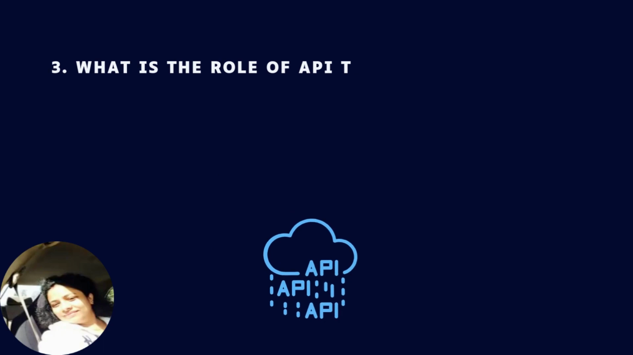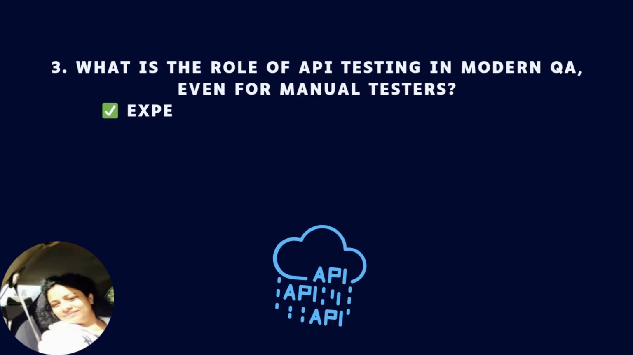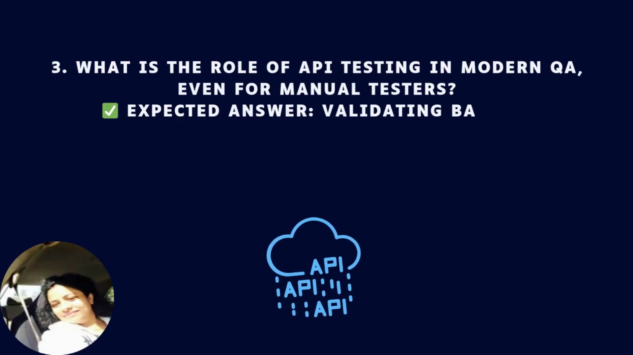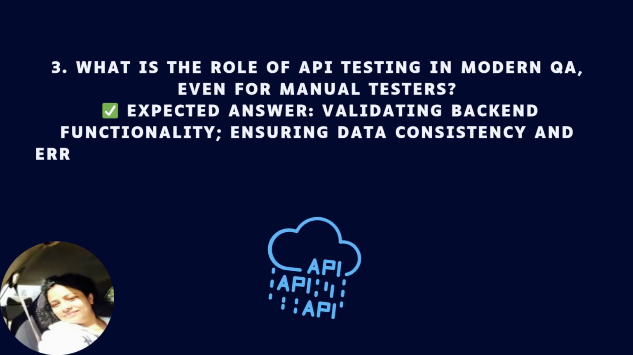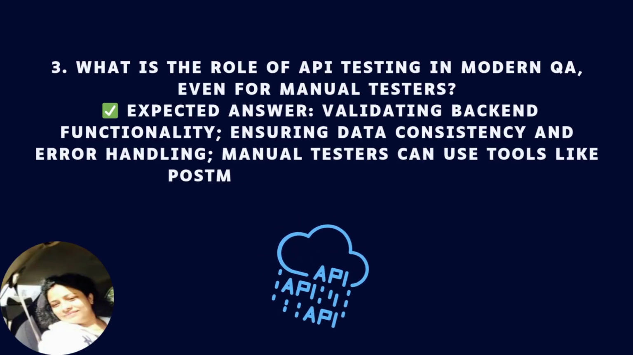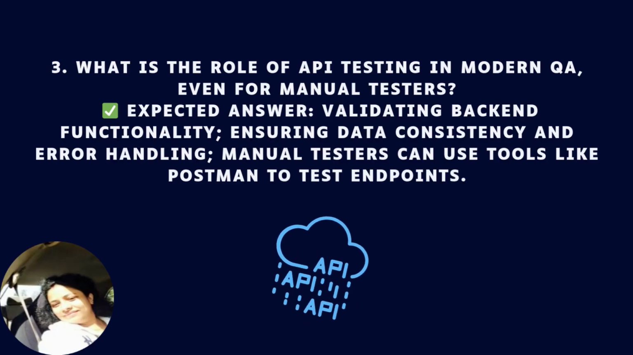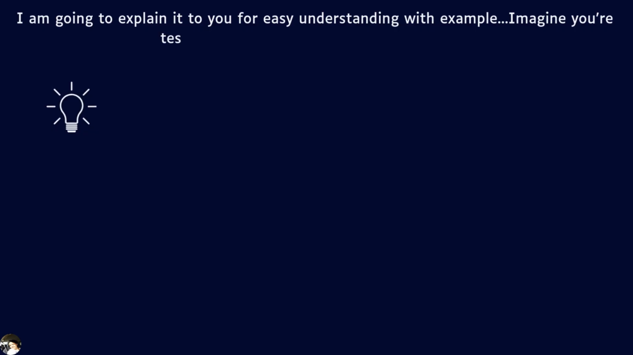Question 3. What is the role of API testing in modern QA, even for manual testers? Expected answer: validating backend functionality, ensuring data consistency and error handling. Manual testers can use tools like Postman to test endpoints. I am going to explain it to you for easy understanding with example. Imagine you are testing an e-commerce website like Amazon.